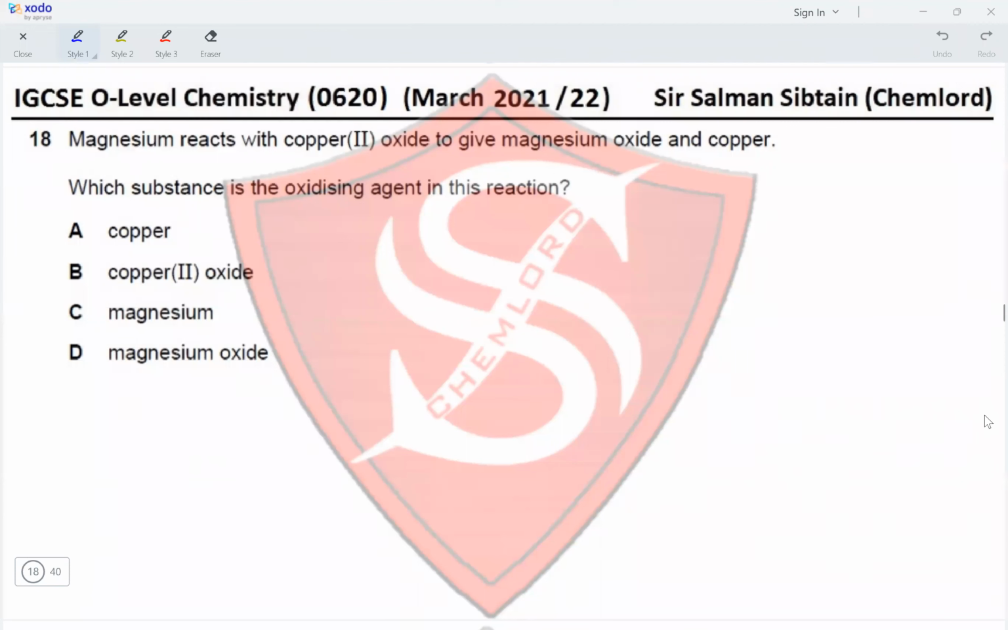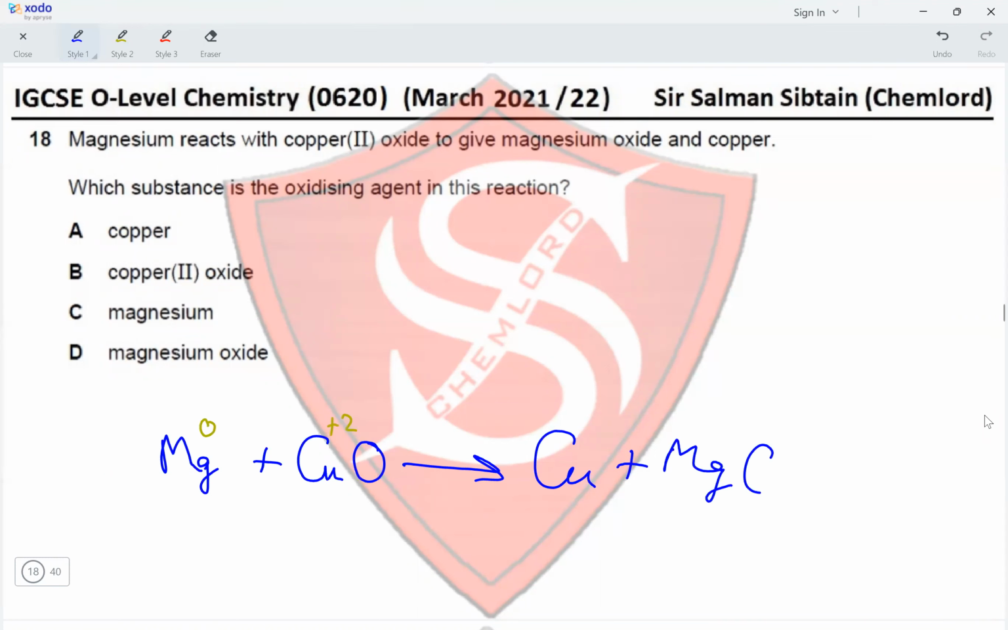Question 18. Magnesium reacts with copper oxide to give magnesium oxide and copper. Which substance is the oxidizing agent in this reaction? So magnesium is reacting with copper oxide. So magnesium has a charge of 0, copper has a charge of +2. And this produces copper and magnesium oxide. So copper has a charge of 0 and magnesium has a charge of +2.